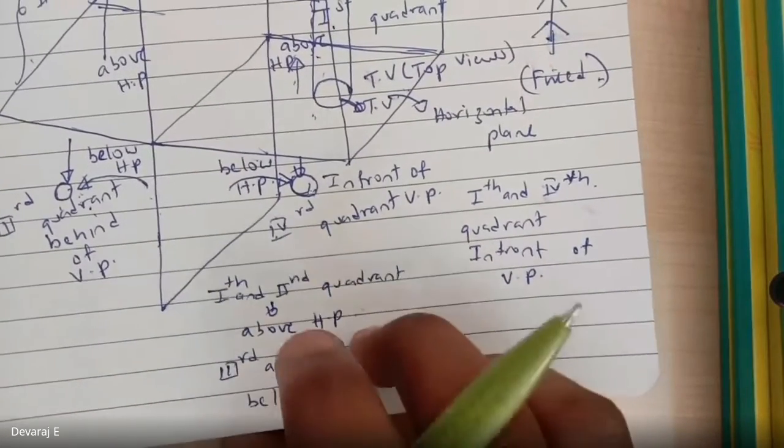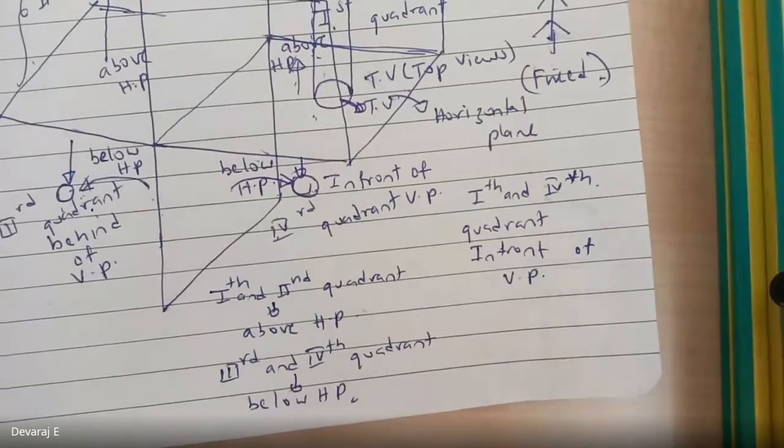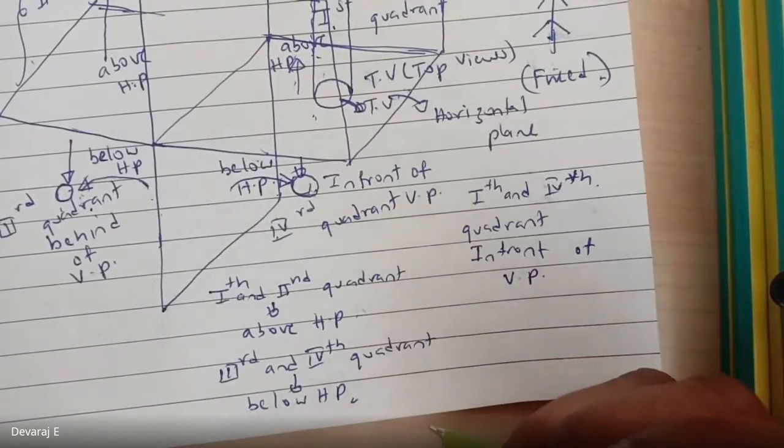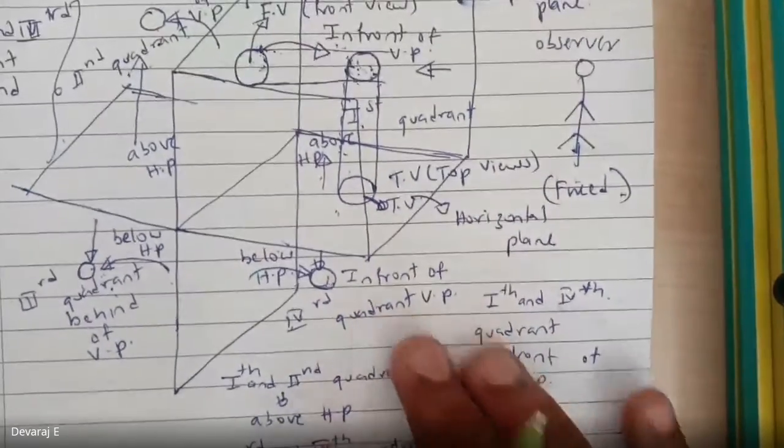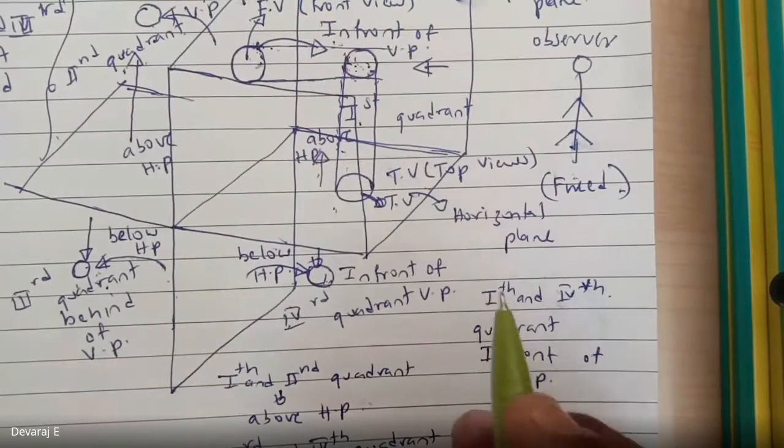As an example, if anyone asks you, the object is kept in front of VP and above HP, which quadrant is this? First quadrant. Tell me, students. If it is wrong, don't worry, but you should think.